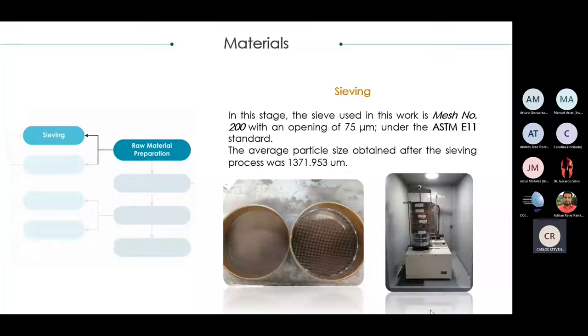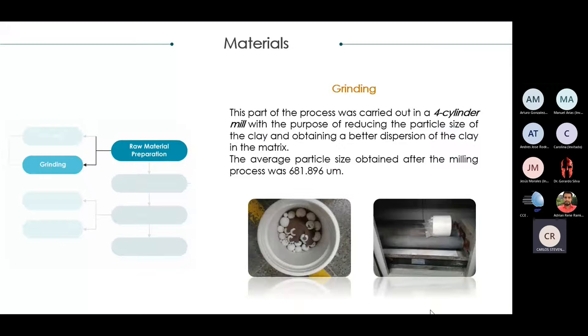It has the equipment, with an opening of 75 micrometers under the ASTM E11 standard. The average particle size obtained after the sieving process was this value here. Then, the grinding was carried out with this machine, in this case the mill, with the purpose of reducing the particle size of the clay and obtaining a better dispersion of the clay in the matrix. The average particle size obtained after the milling process was this value.